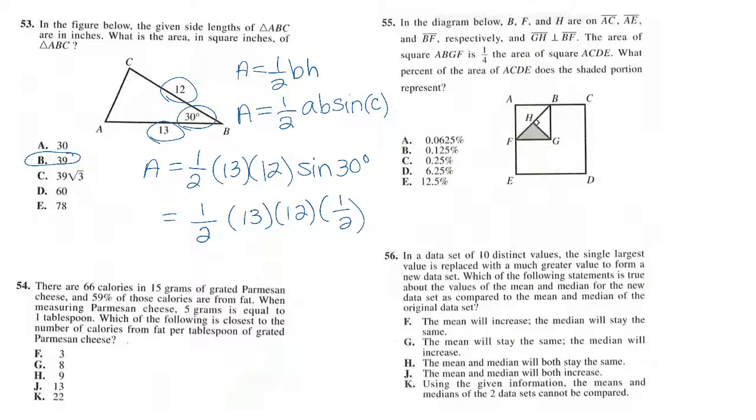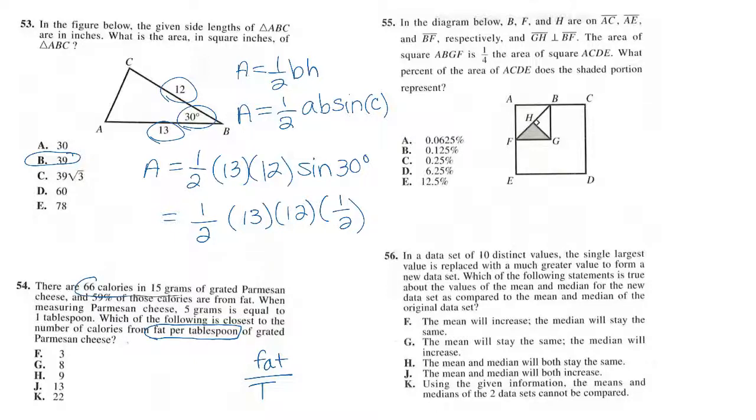All right, number 54, strange problem. So we have 66 calories in 15 grams of Parmesan cheese, and 59% of that is from fat. And as we read through the problem, I would pay attention to my units. I need fat per tablespoon, and tablespoon is usually capital T, teaspoon is lowercase t. So I need fat per tablespoon.